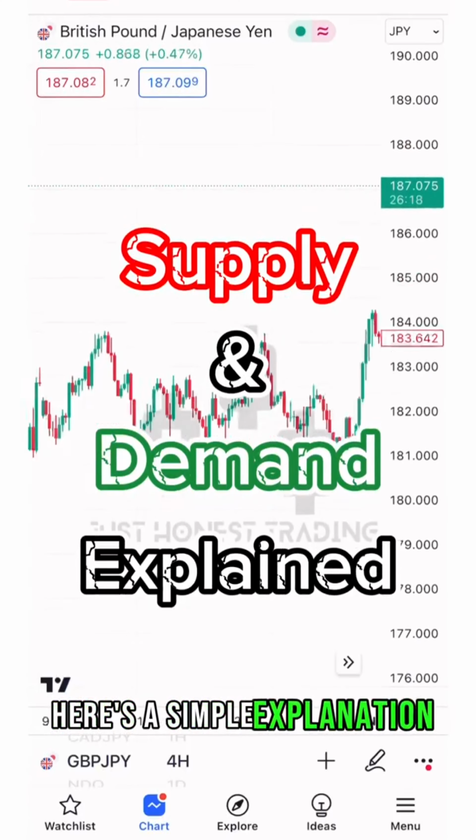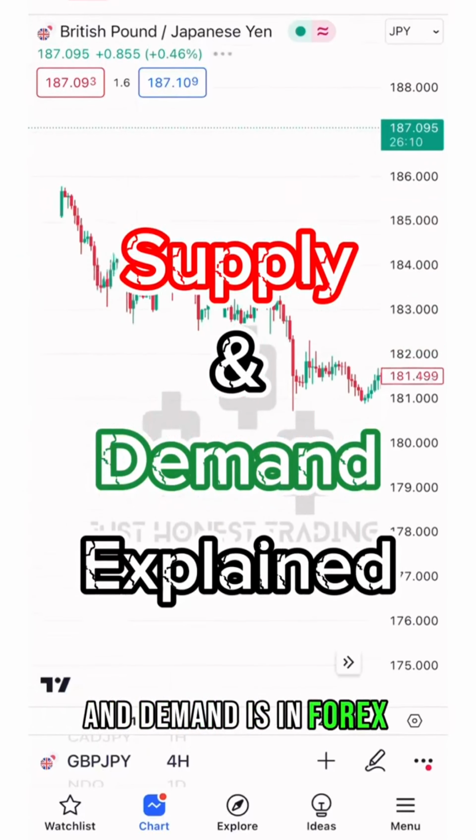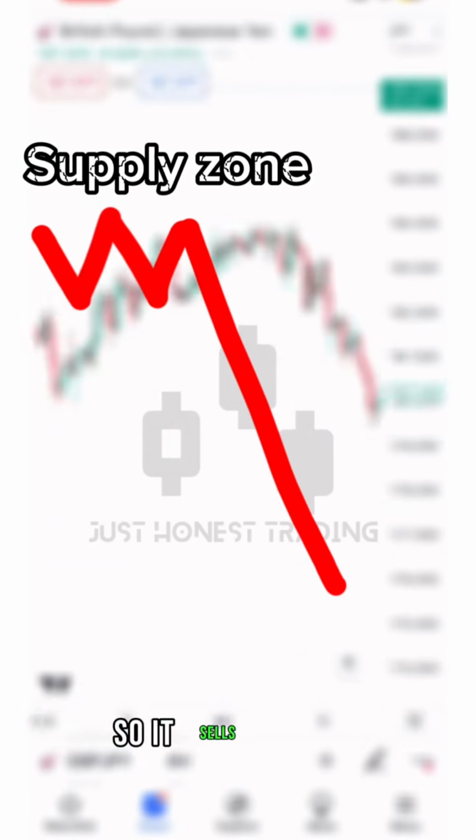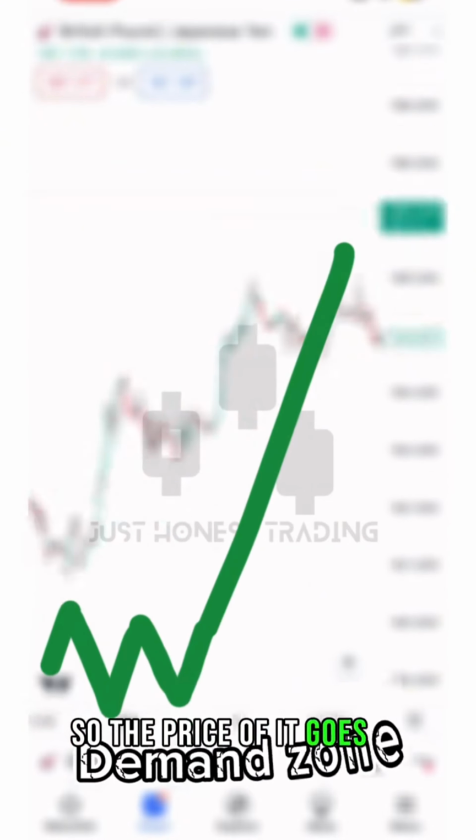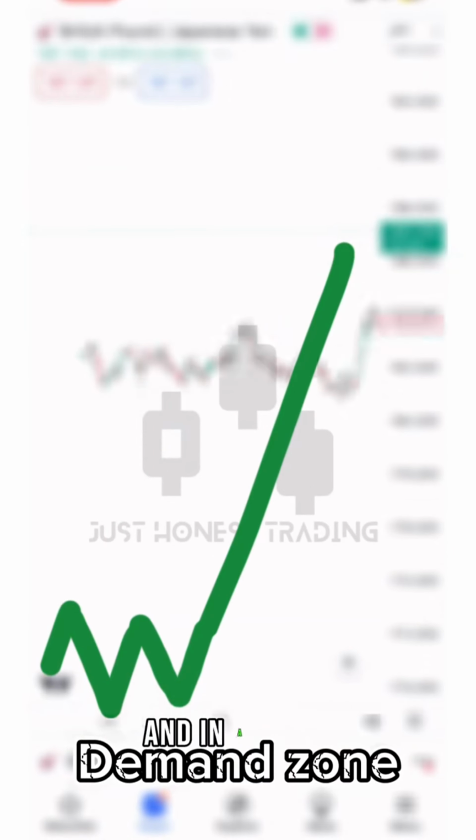Here's a simple explanation of what supply and demand is in Forex trading. Stick around until the end. A supply zone is when there's too much of a certain entity and the price of that entity drops so it sells quicker. And in a chart, it'll look like this. A demand zone is when there's too little of that entity, so the price of it goes up because that entity is in demand. And in a chart, it looks like this.